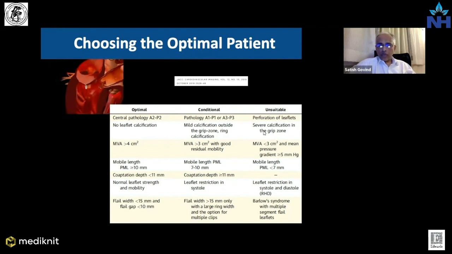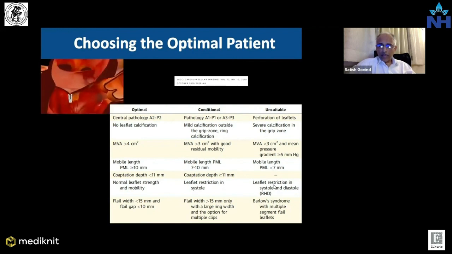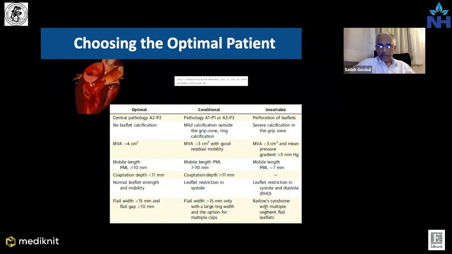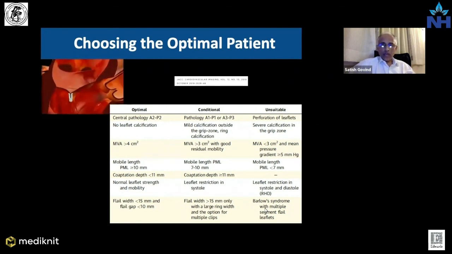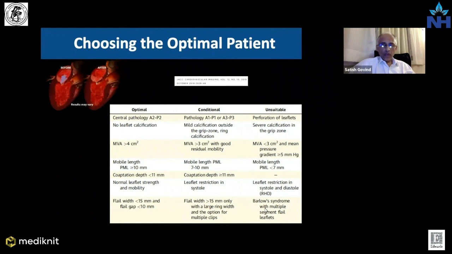And of course, when you have unsuitable, so all these, if it is severely calcified, very small orifice, short PML, and very restricted leaflet, and then multiple segments, especially in degenerative valves, is not a good finding to have to take a decision on Mitraclip. So this is the take-home message, and this is how one can assess both by transthoracic and transesophageal echo to identify patients for Mitraclip. Thank you.